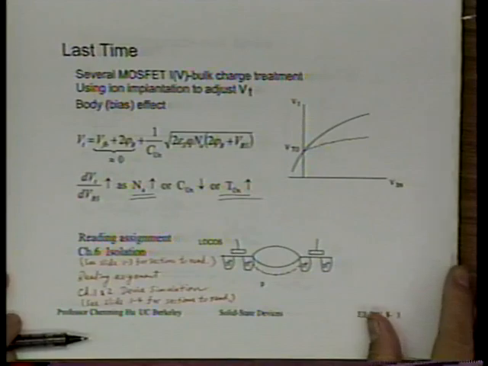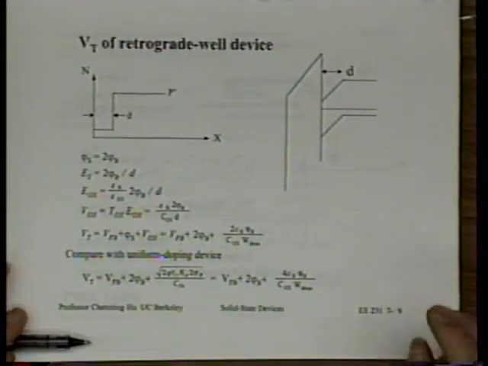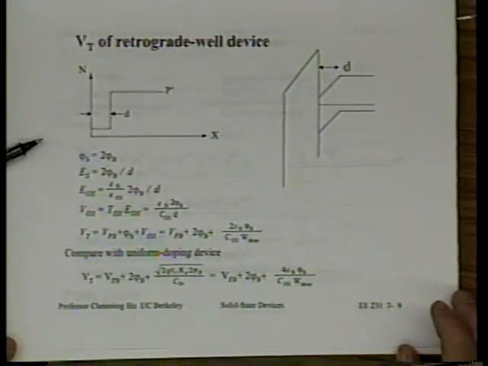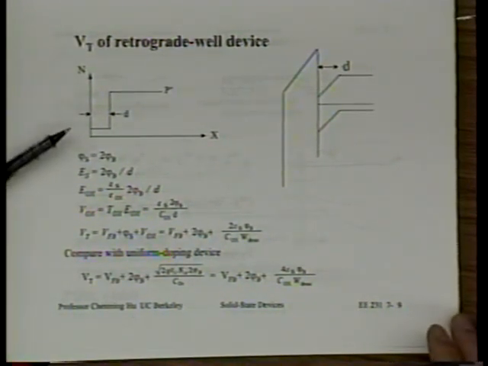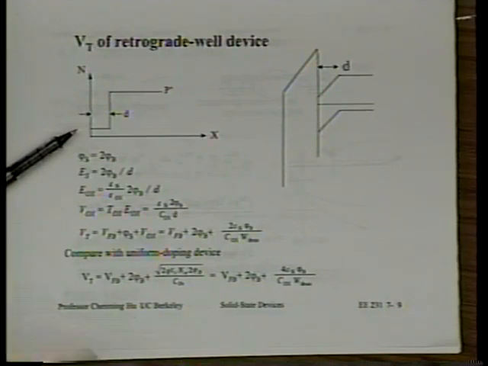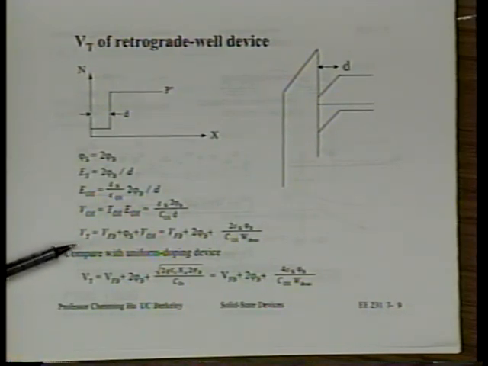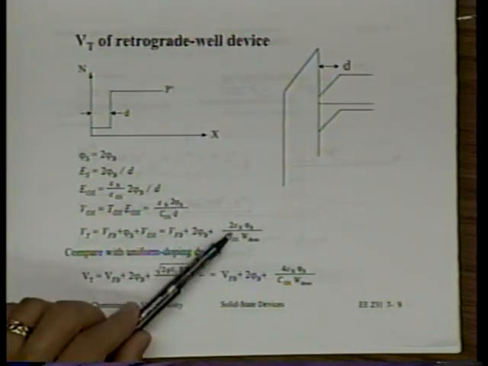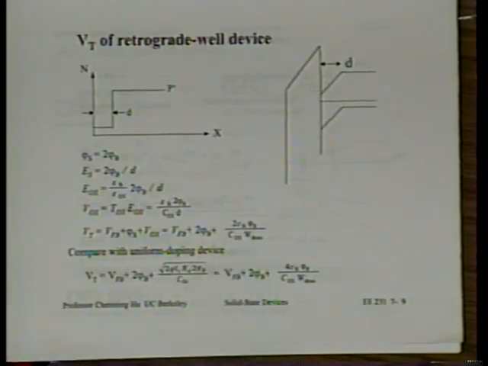Okay, now we did one other thing last time, and I want to particularly remind you: we also introduced the model for the VT of a retrograde well device. And if you recall, the model says that VT is equal to VFB plus 2 phi B plus 2 epsilon silicon phi B Cox over WDmax. Now, perhaps there's another term to use here that may be even easier.